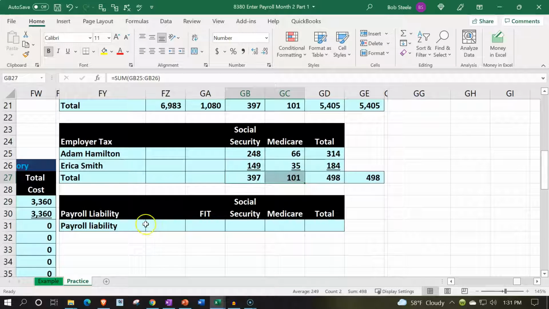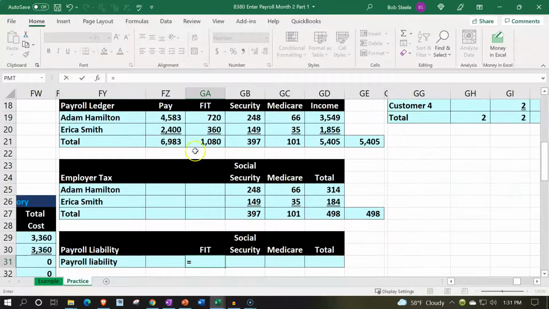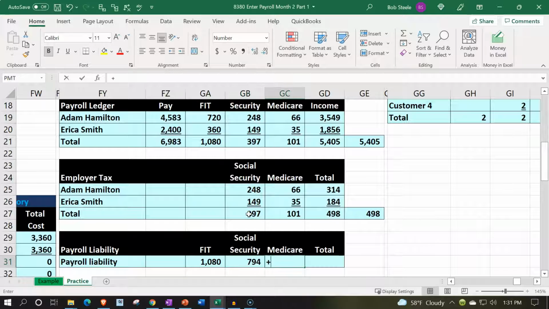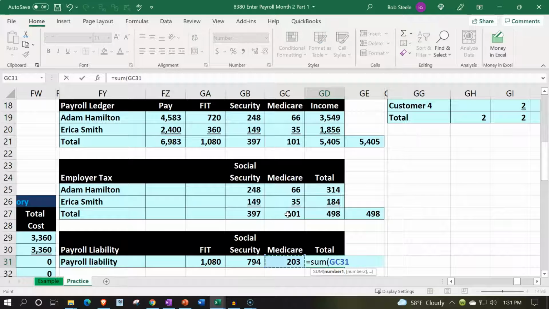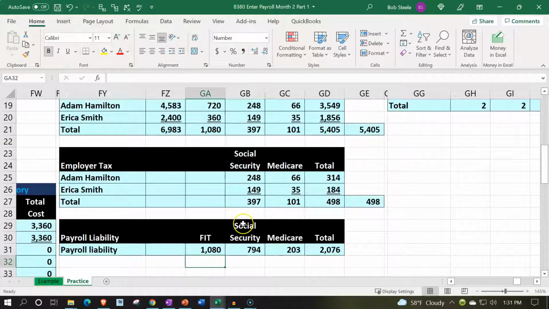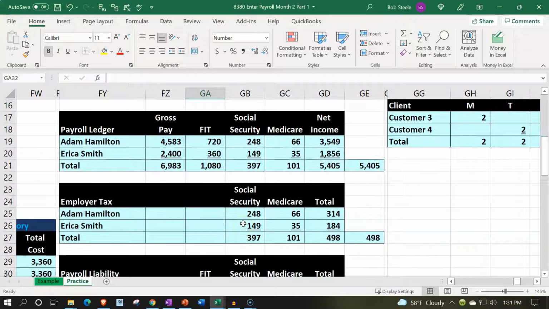So then we've got the payroll liability. The payroll liability is going to be increased by the FIT, and then the Social Security on the employer side and the employee side, and the Medicare on the employee side and the employer side. Totaling that up, that's going to be the liability. So once again, what's going to be the journal entry, which we will do next time?